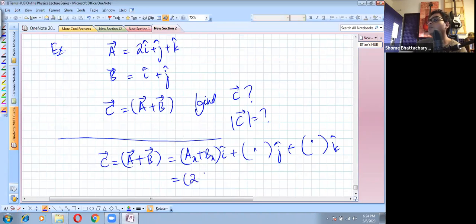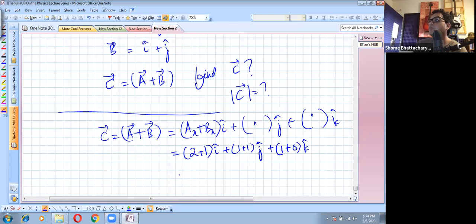So this is becoming 2 plus 1 i cap. Okay. Then AY you can see is 1 and BY is also 1. So this is 1 plus 1 j cap. And then as far as Z component is concerned, A has a Z component of 1, but B does not have any Z component. So its Z component is 0. That's always possible, right? Some component can be positive or negative or even 0. So now what is our vector C becoming? It is becoming 3 i cap plus 2 j cap plus 1, or that is directly k cap. So this is my vector C.